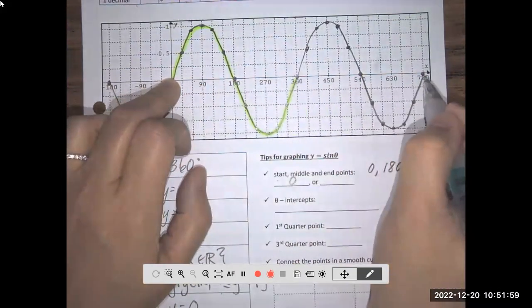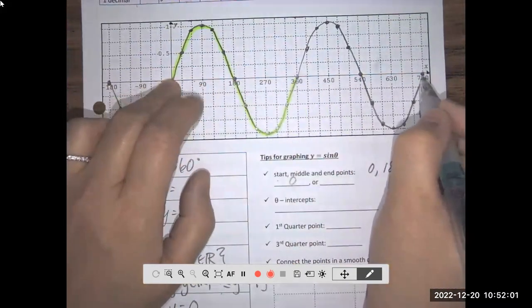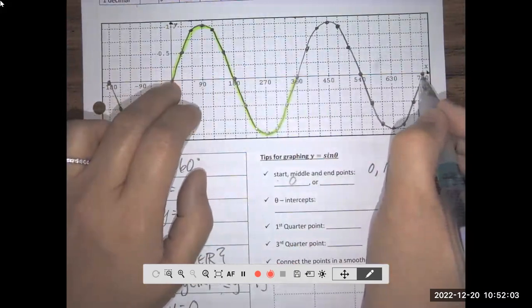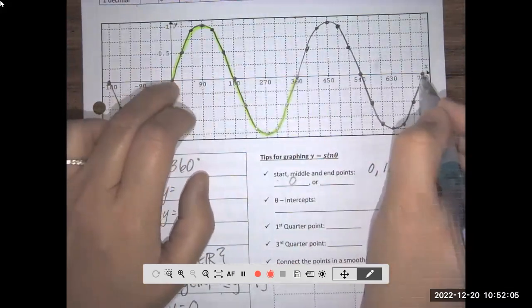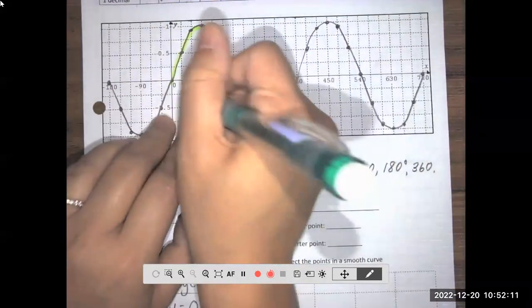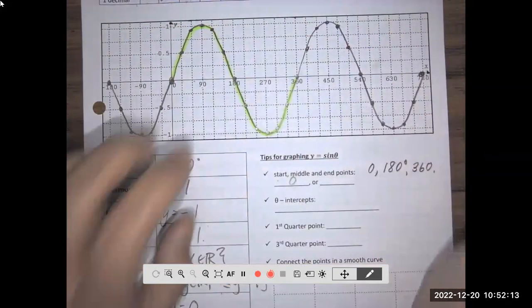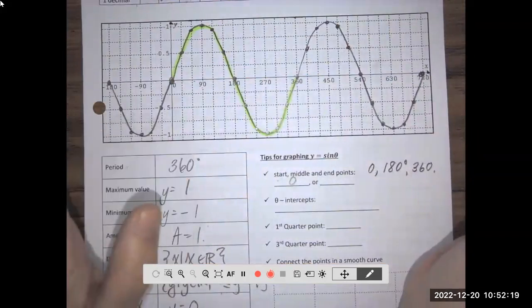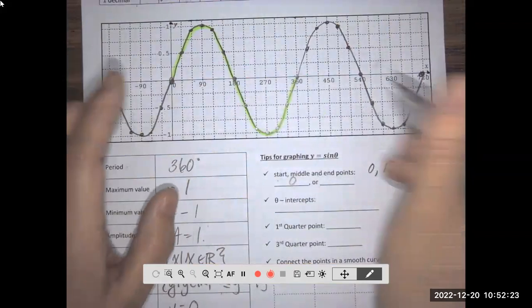Okay? If your cycle is 0 to 720, your midpoint is going to be at 360. Okay, so that's a reason why I like to remind us that all you need to know is the beginning and the end of one cycle for sine. That's the most important. Okay, and here your theta intercepts, I actually already wrote it here, are going to be 0, 180 degrees, and 360 degrees.